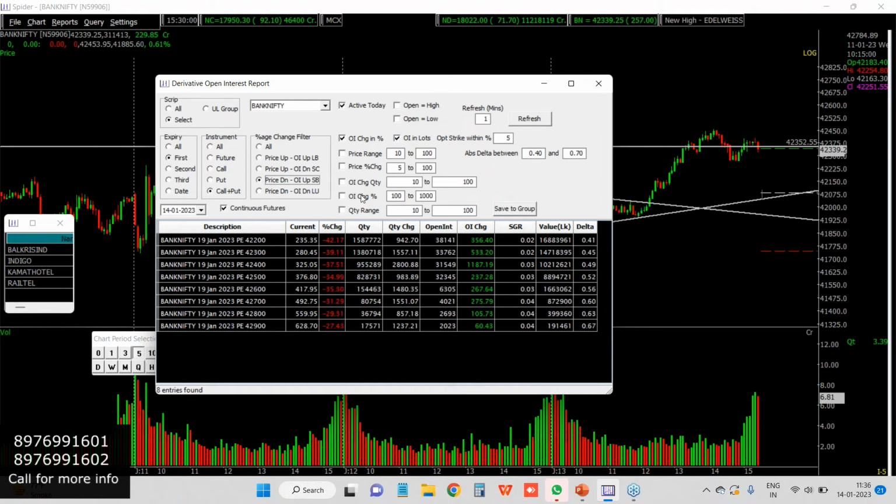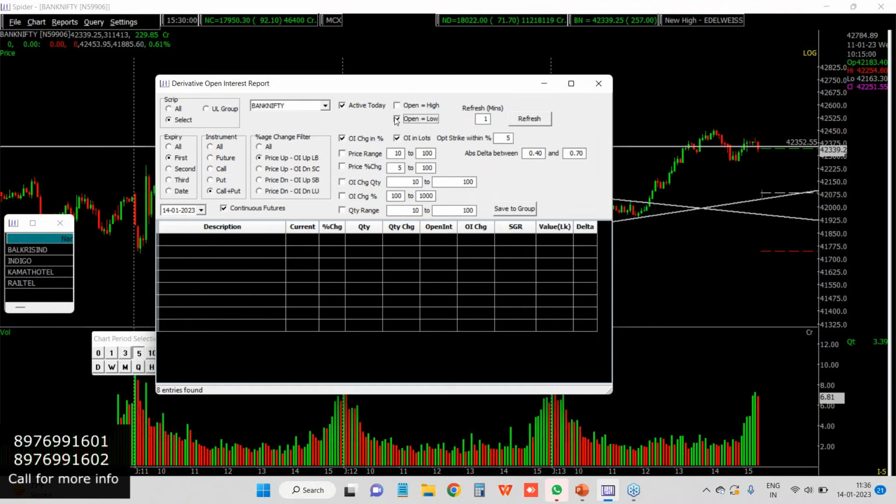Keep refresh minutes as 1. LB is for positive only, but if you want even more positive, you can select open is equal to low over here. If any particular option strike is creating open is equal to low, it will be shown over here. Currently, previously we had nothing over here. And in SB, you can select open is equal to high for a strong negative sentiment. Let's see if we have anything. No, previously we didn't have anything. But if you select SB with open is equal to high, it is a strong negative sentiment for you guys. So this was all regarding the derivative OI report.